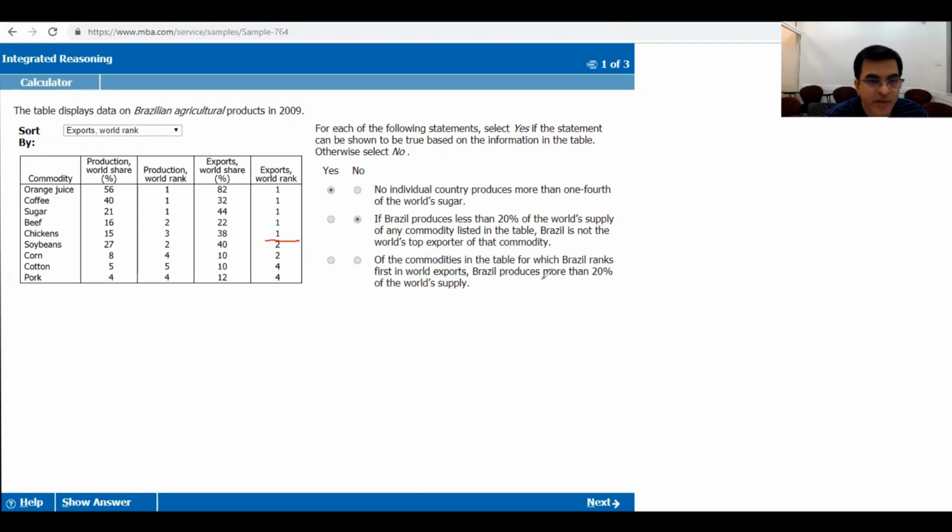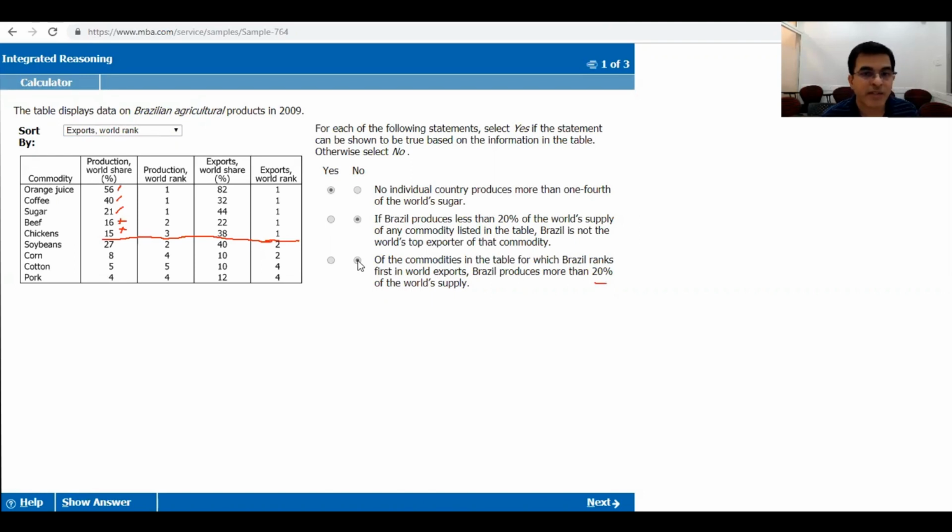The statement says Brazil produces more than 20% of the world's supply. Now, if you compare the world's supply, here it does, here it does, here it does. But here it doesn't. All these will qualify. And for 2 out of 5, it does not. Hence, we cannot generalize and say that this is a true statement. So for this statement also, we have to mark it as false. Okay, so this is the way we'll go about it.